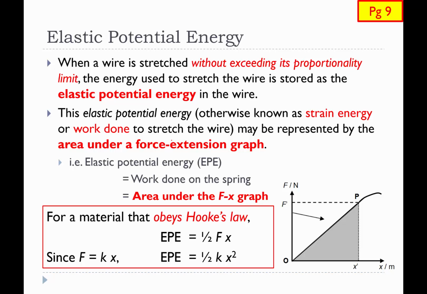It is basically just the area under the F-x graph. So for a material that obeys Hooke's law, basically the straight line portion between O and P, the EPE is basically the shaded area, which is the area of the triangle. So half base multiplied by height, so half Fx. And since we also know that F is equal to kx, we can substitute this into F, thereby giving us half kx squared. So both formulas are useful. You will need to actually remember them.